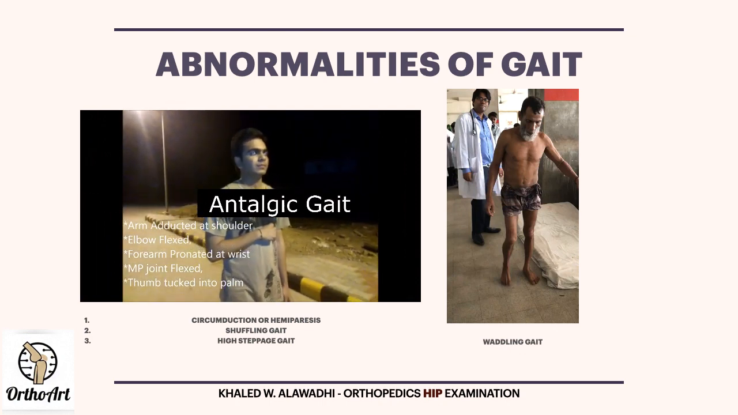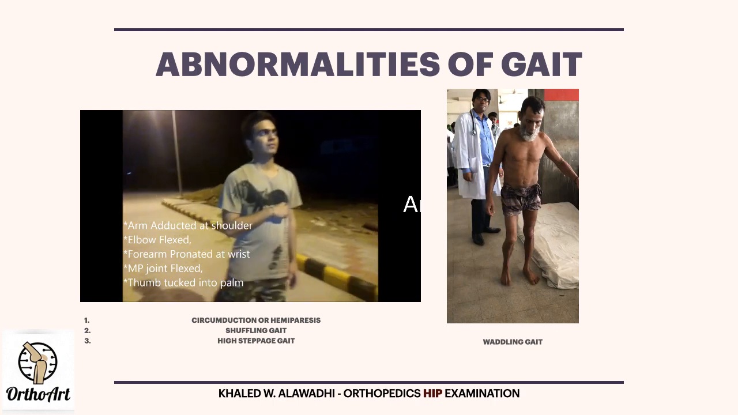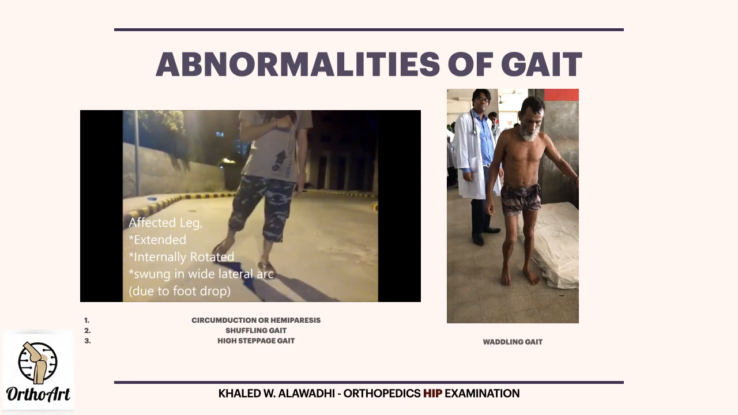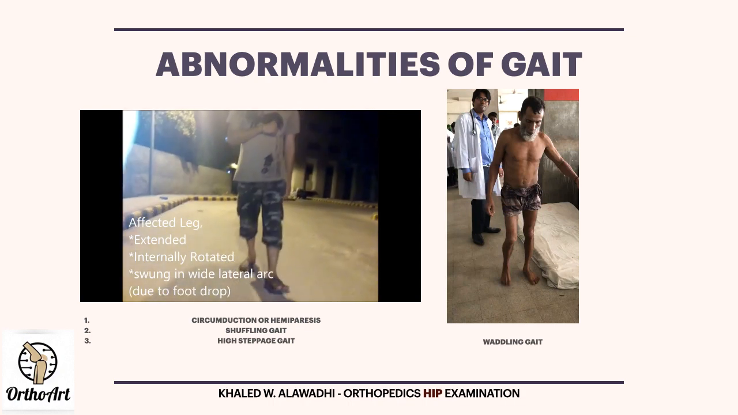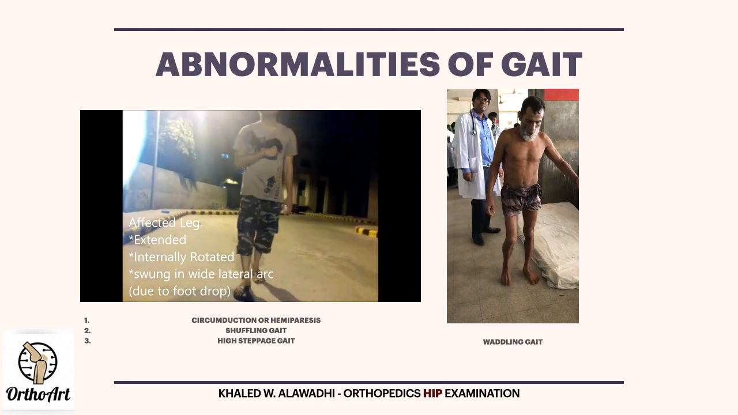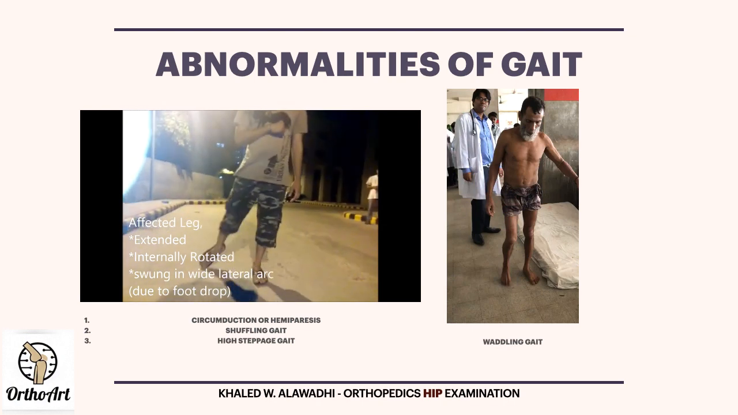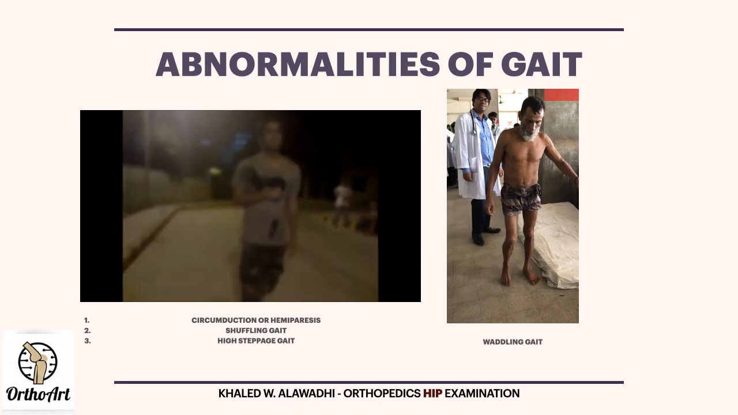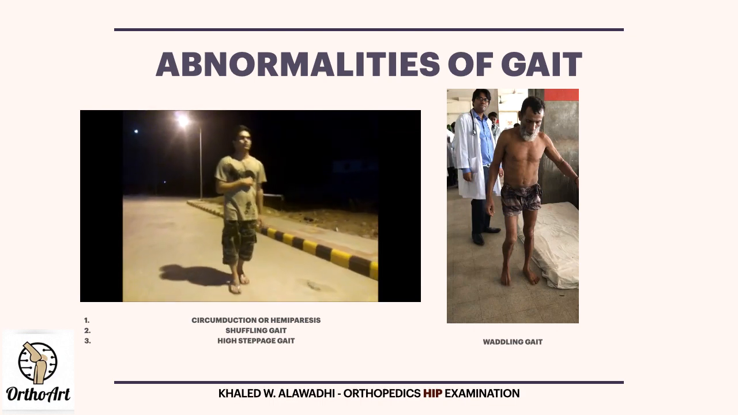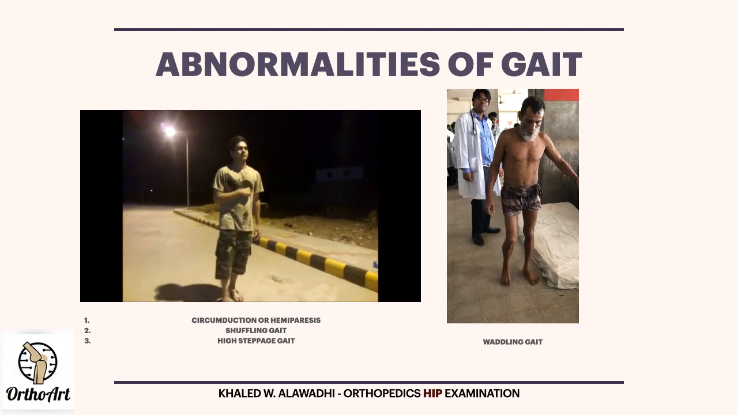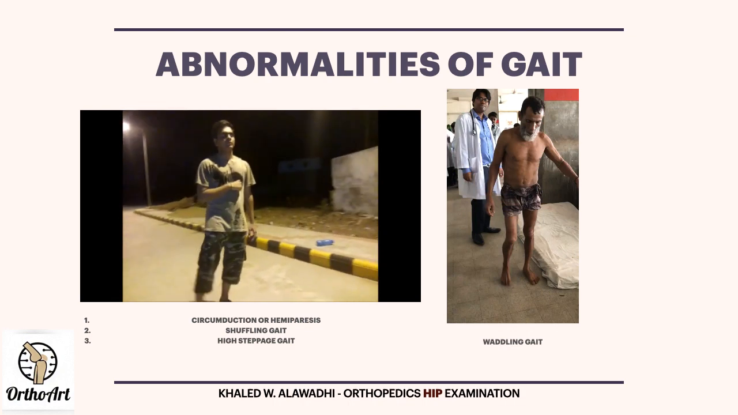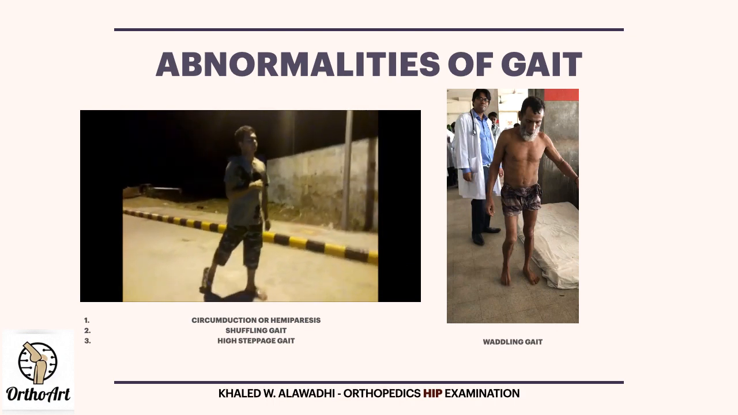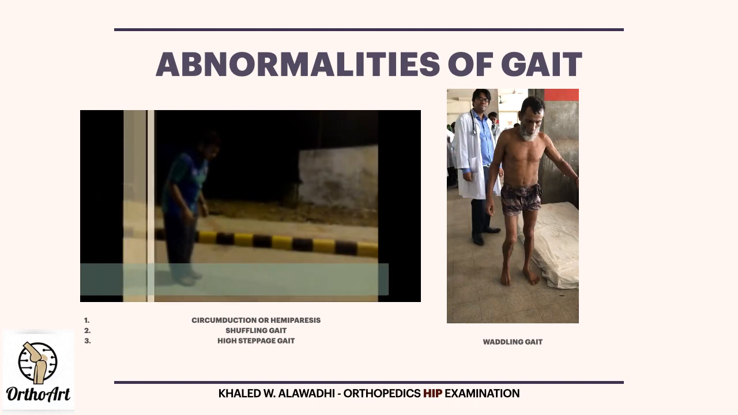This patient has a circumduction gait from hemiparesis, which is a neurological gait, as we call it. You may encounter this during your OSCEs in medicine. He is walking in a half circle with his leg because of a neurological problem, a nerve affected, a lower motor neuron lesion.